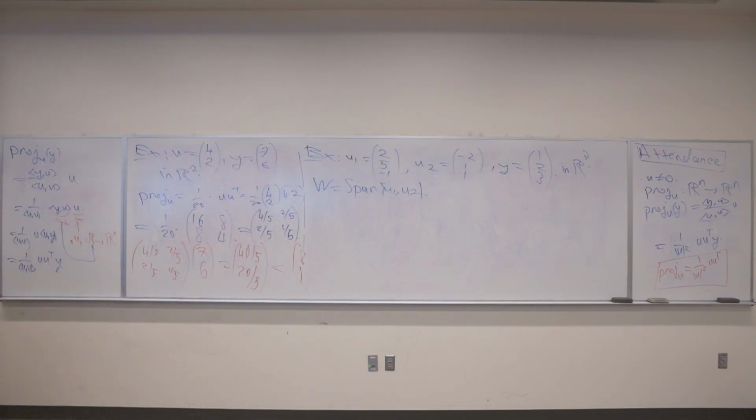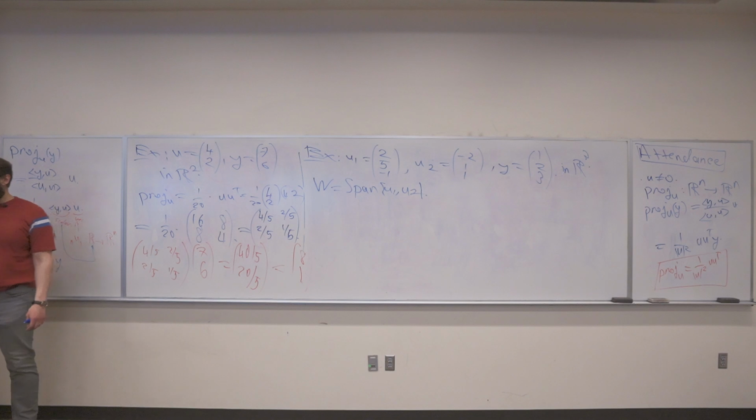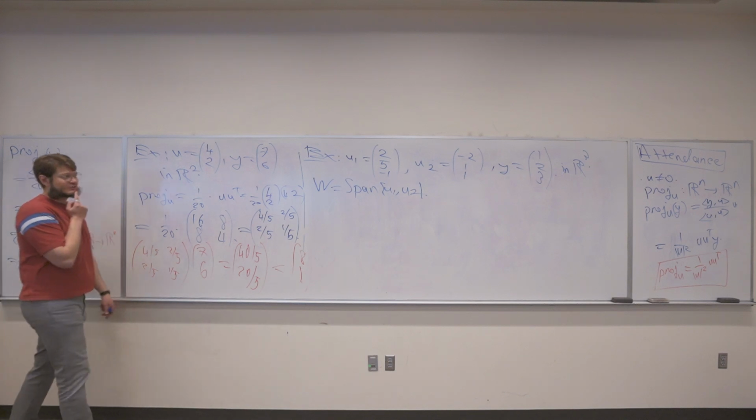Okay. Can I say immediately that this W is 2-dimensional? No, maybe not. Who thinks that they would need to calculate a little bit? Some people, okay. So here's a shortcut.